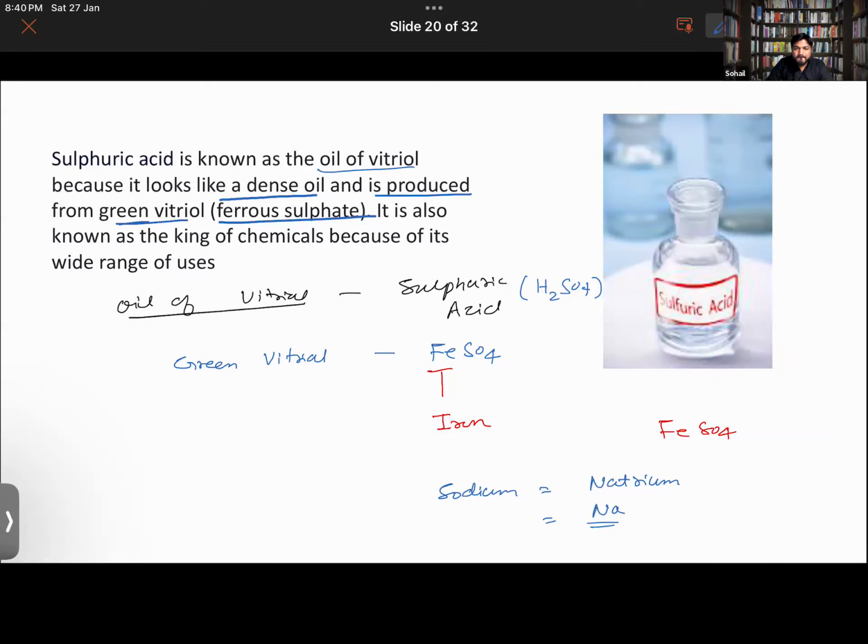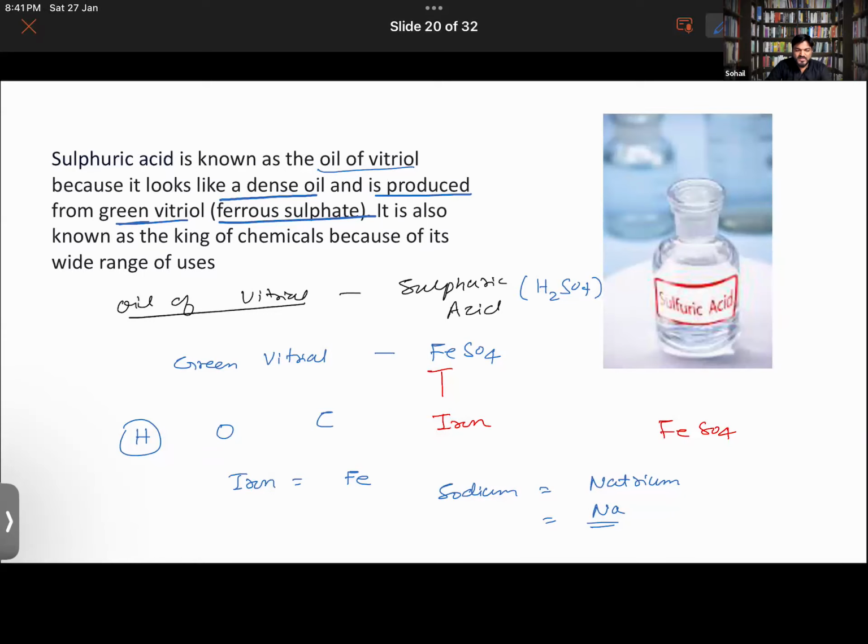Or for example, iron is Fe. The symbol for iron is Fe, while for hydrogen it is simply H, oxygen it is O, and for carbon it is simply C. But for particular elements, you will have a different symbol because sodium is also natrium. Just like in English, you have Greek origin, you have Latin origin. So based on that, you'll be having it.